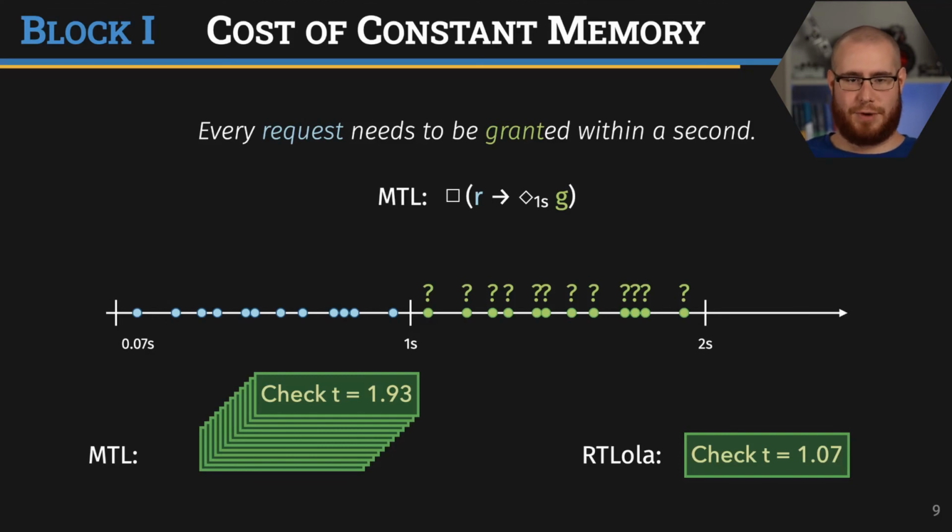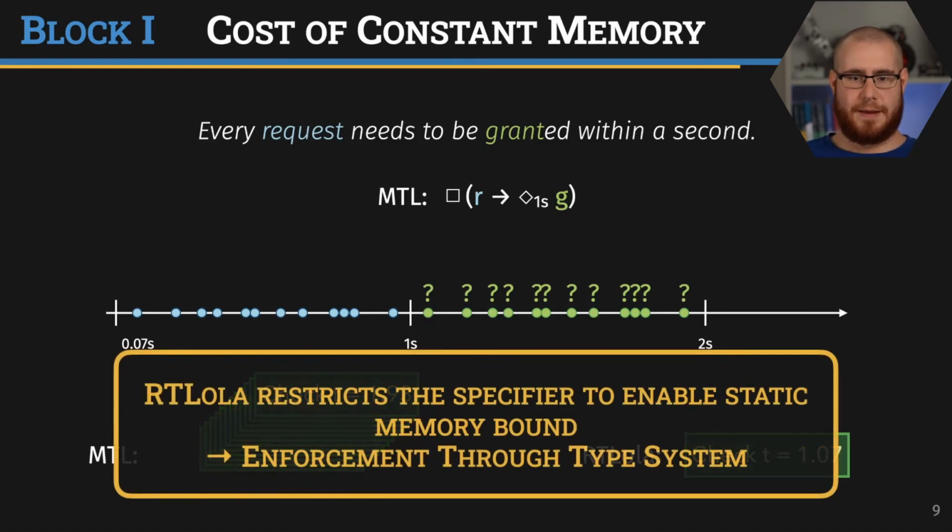So here RT-Loader says, okay, we have to approximate, and we only consider this one obligation. And as soon as the obligation is completed, we can start a new obligation. So if there is a request after the point in time t equals 1.07, then we start a new obligation. And this obviously is not the same expressiveness, so there's a difference in semantics. But the point is, for MTL you need unbounded memory, and RT-Loader can guarantee that you only need bounded memory. So here RT-Loader restricts the specifier, and it does so to enable static memory bounds. And this restriction is enforced over the type system. I will first give you a chance to ask questions, and afterwards we continue with the type system.